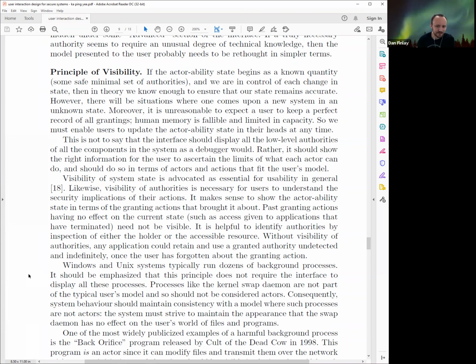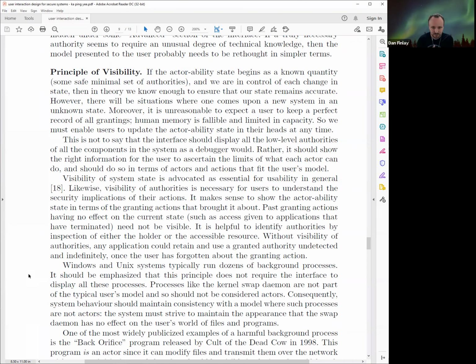Visibility of system state is advocated as essential for usability in general. Likewise, visibility of authorities is necessary for users to understand the security implications of their actions. It makes sense to show the actor ability state in terms of the granting actions that brought it about. Past granting actions having no effect on the current state, such as access given to applications that have terminated, need not be given. It is helpful to identify authorities by inspection of either the holder or the accessible resource. So you might want to browse your authorities by who did I grant it to, or who did I grant this given authority to.